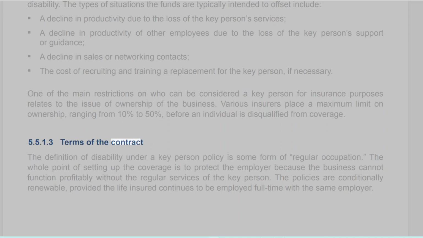5.5.1.3 Terms of the contract. The definition of disability under a key person policy is some form of regular occupation. The whole point of setting up the coverage is to protect the employer because the business cannot function profitably without the regular services of the key person. The policies are conditionally renewable, provided the life insured continues to be employed full-time with the same employer.